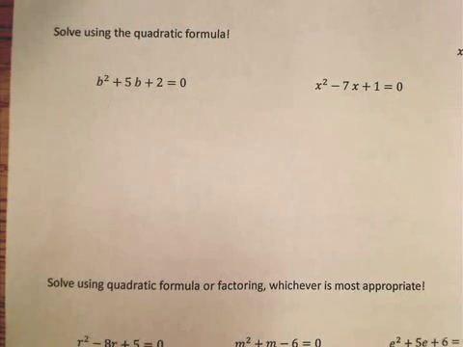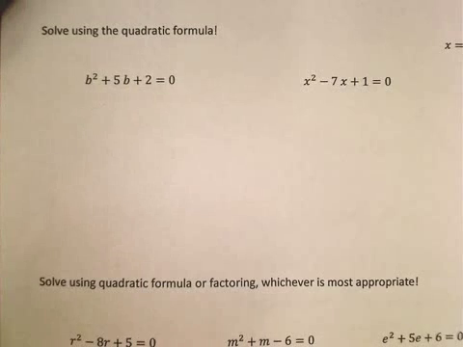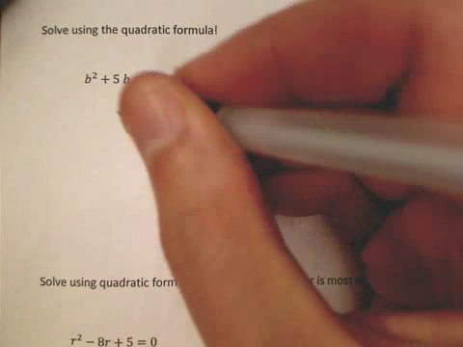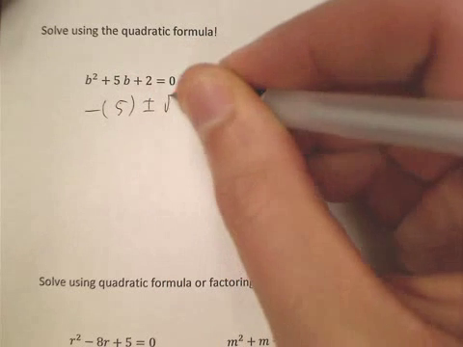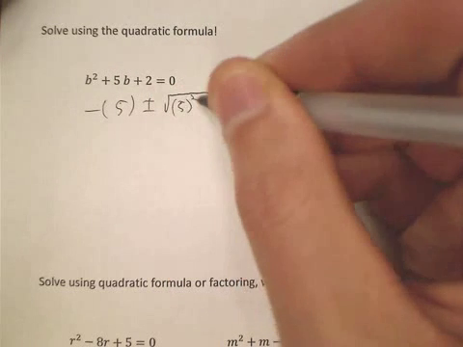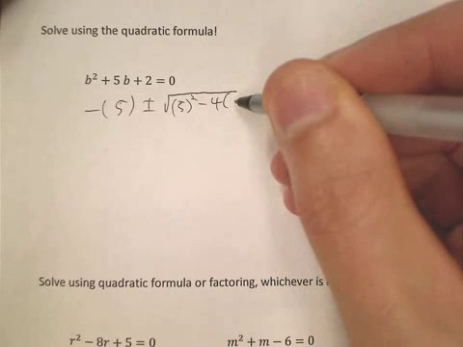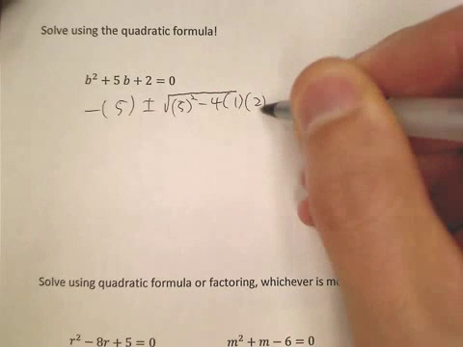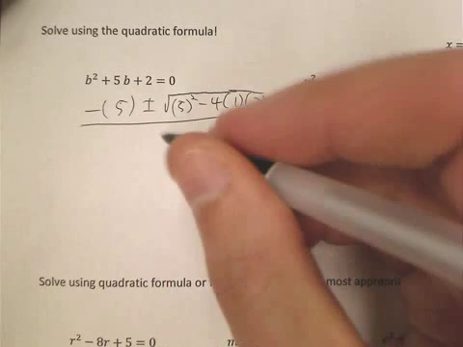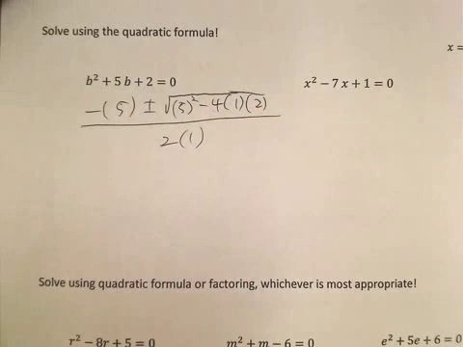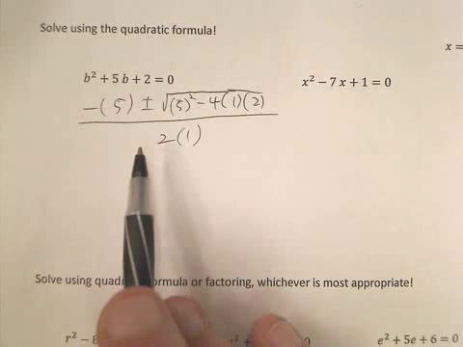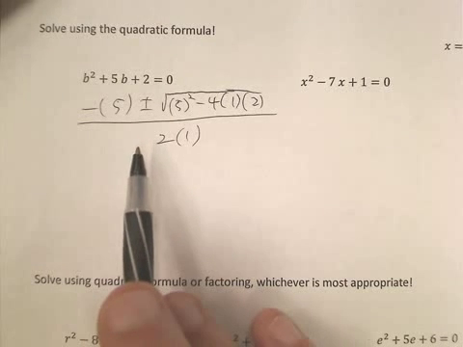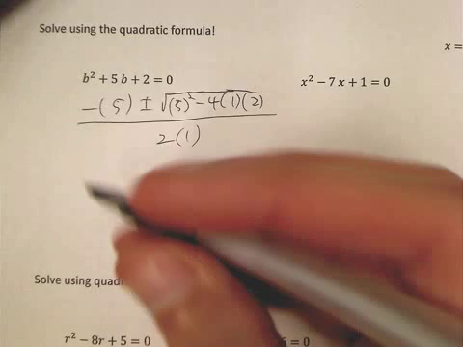Okay, this next part says solve using the quadratic formula. I'm instructing you to use the formula, so go ahead and do that. Negative b plus or minus the square root of b squared minus 4 times a times c all over 2 times the value of a. Okay, if you can get just this far, I'll give you partial credit there. So make sure you can at least do that. Follow the formula, plug things in.